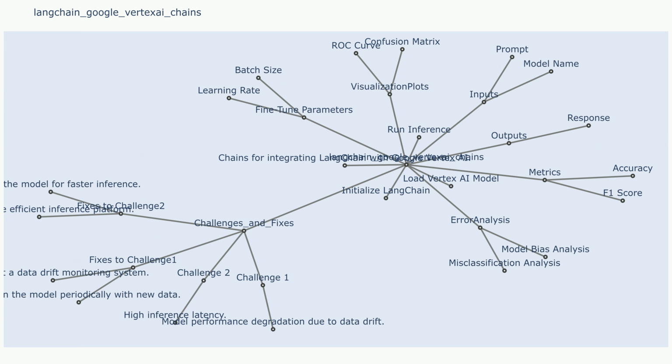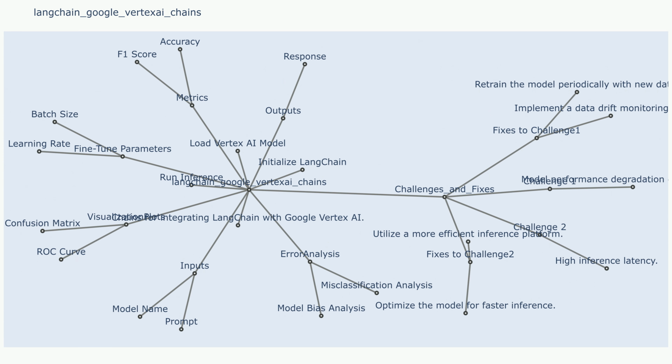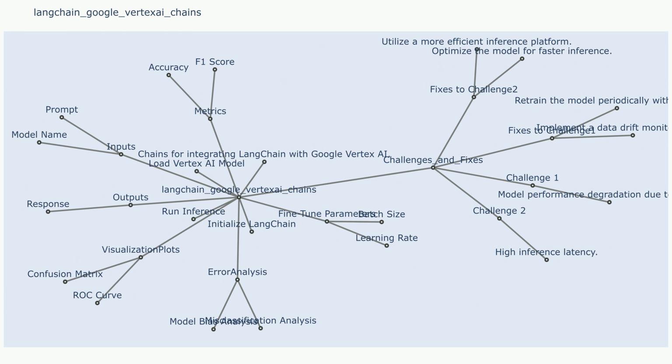Step 3: Output interpretation. The chain interprets the predictions received from the Vertex AI model and translates them into a format that is understandable and useful for the end user. This might involve generating human-readable text or summarizing the results.